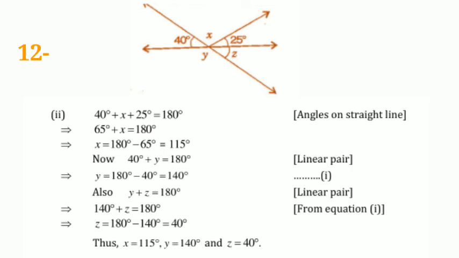Now again y plus z gives you 180, that is also a linear pair. Whenever you get angles on one side of a line that give 180, those are a linear pair. So you know y, substitute the y value, that is 140. So the z value will be 40 degrees. Thus the x value is 115, the y value is 140, and the z value is 40 degrees. So again go through the answers yourself and try to do it yourself, you will get all the answers clearly.